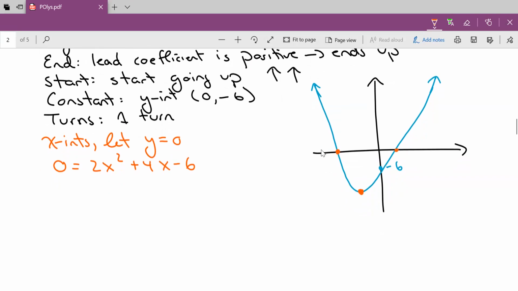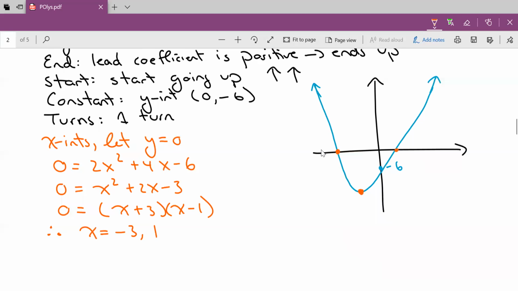Well, the first thing I notice is that I can divide everything by 2. And now I should be able to factor this thing. So x plus 3, x minus 1. So therefore, x is equal to -3 and 1. So there's -3, there's 1. And my x-intercepts I should always write as a coordinate pair.